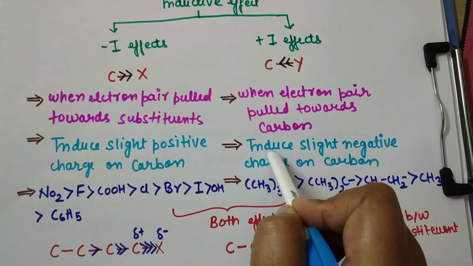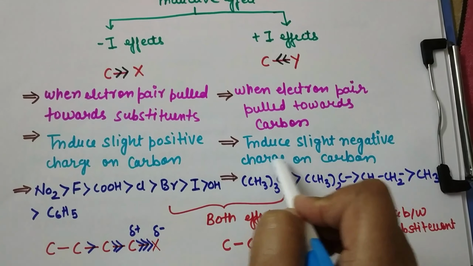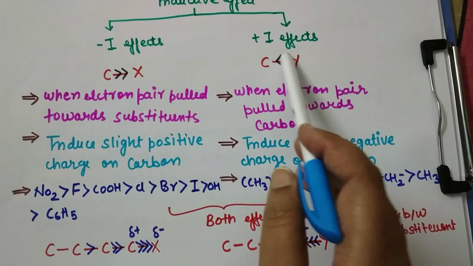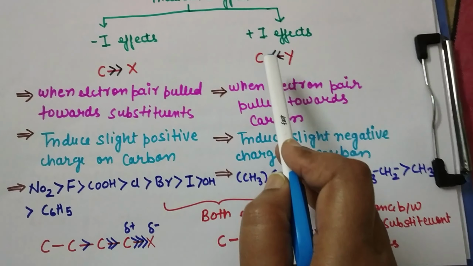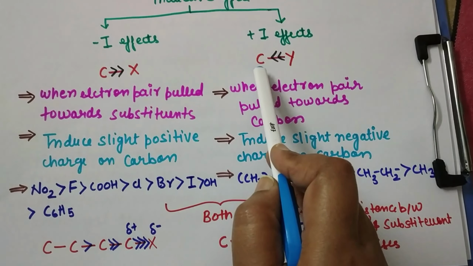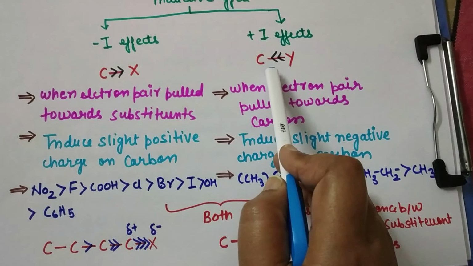In case of plus I effect, it induces the slight negative charge on carbon. Yes, because the electronegative value of carbon is more than the Y. So because of that, the electron cloud will increase around the carbon. So because of that, the carbon will acquire slight negative charge.